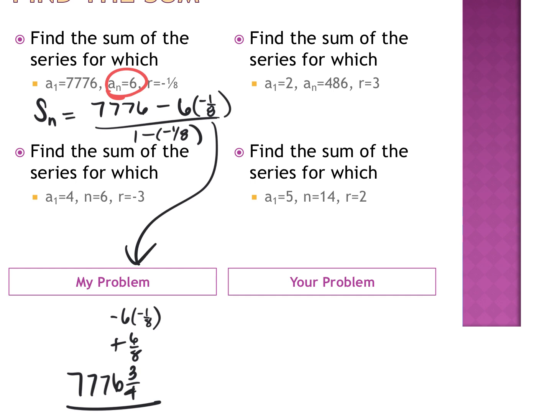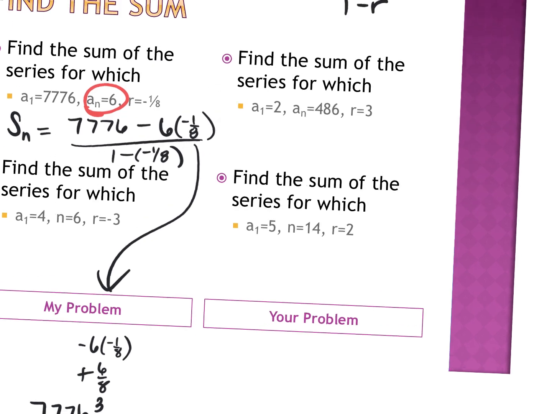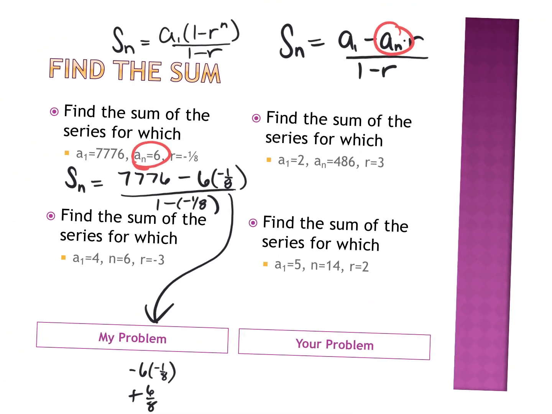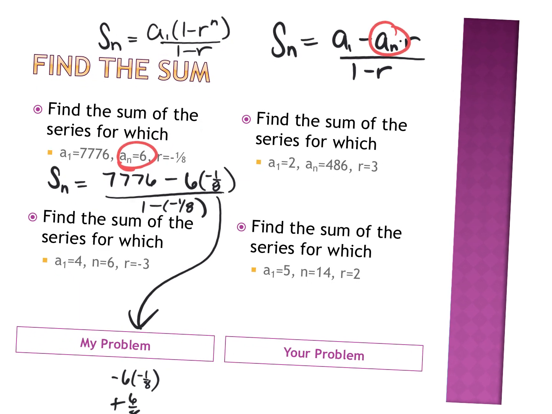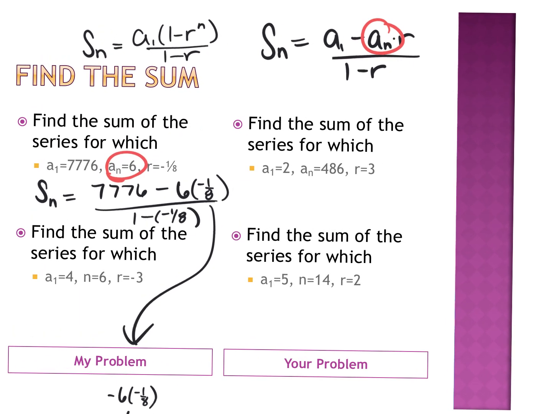Okay, now take a second. Let's do this problem before you watch me do it. You're doing it on your own. Find the sum of the series for which a1 is 2, an is 486, and r is 3. This one's not going to have as many fractions in it because r is a whole number. Okay, you should be doing this on your own and pausing the video.